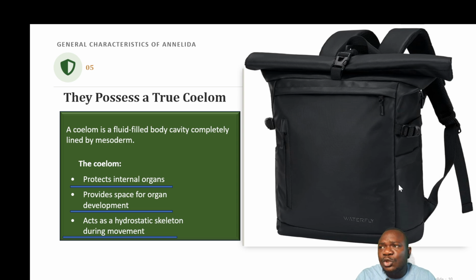Just to explain what a coelom is, for example, this is a backpack. Say this backpack is the body wall that covers the organism. Then the books inside the backpack, your books, your pen, and everything, are like the organs in the body. The spaces between those books are called what? The coelom. You understand? All those spaces are where you have those fluid-like cavities.